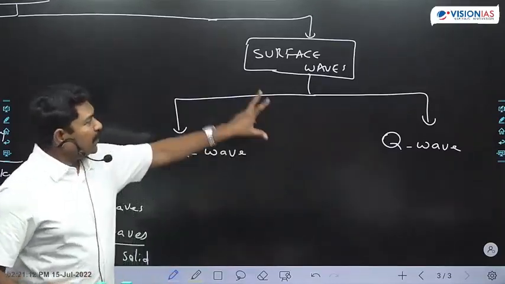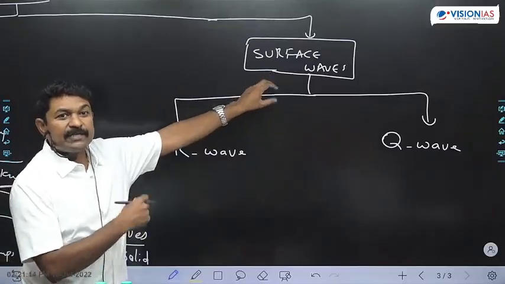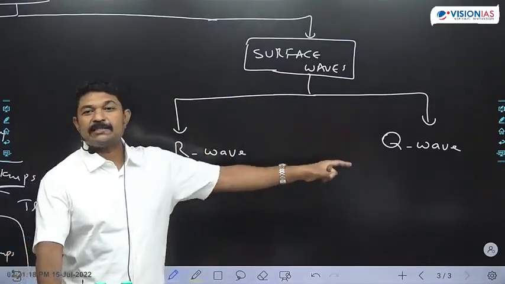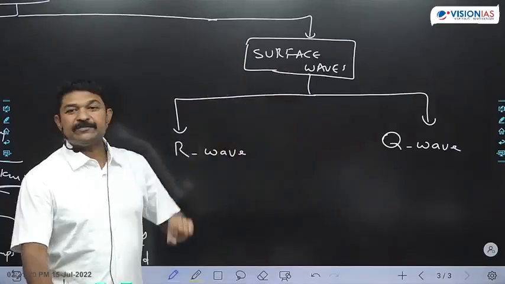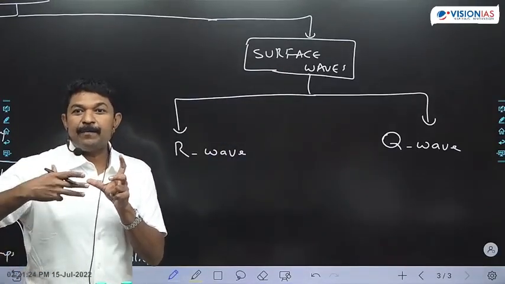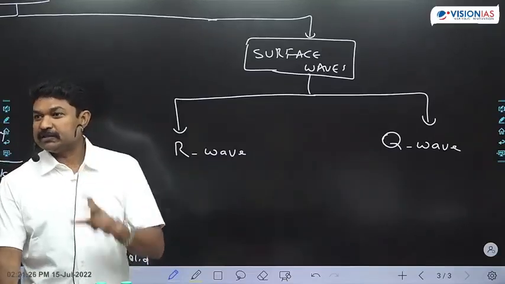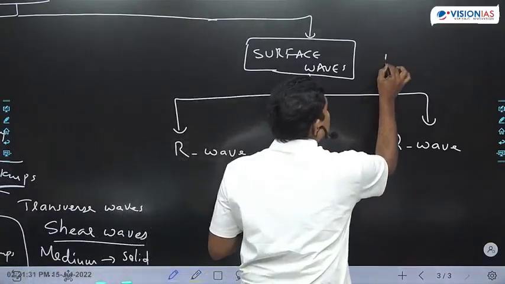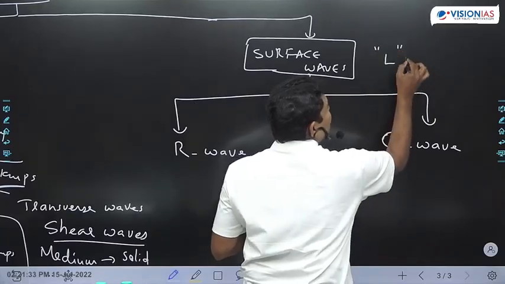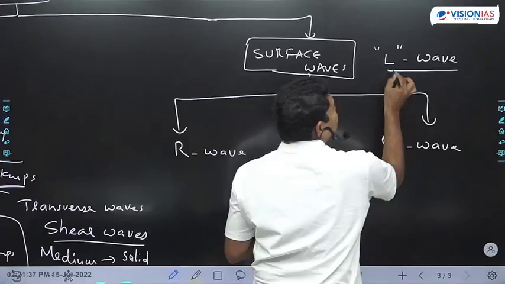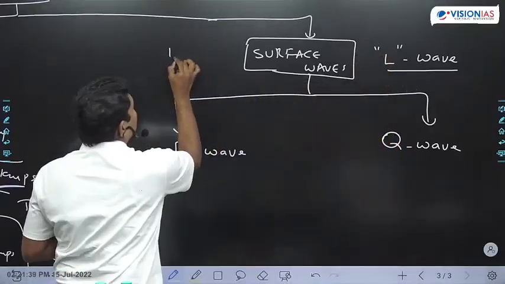Right? Just like the body waves, surface waves are also of two types. One is called the R wave, another one is called the Q wave. These surface waves have such a frequency that they can pass through long distances. Therefore, surface waves are also called long frequency waves, and so they are called L waves.